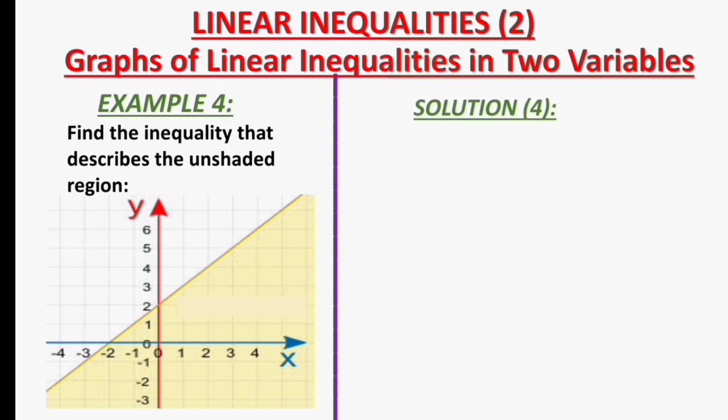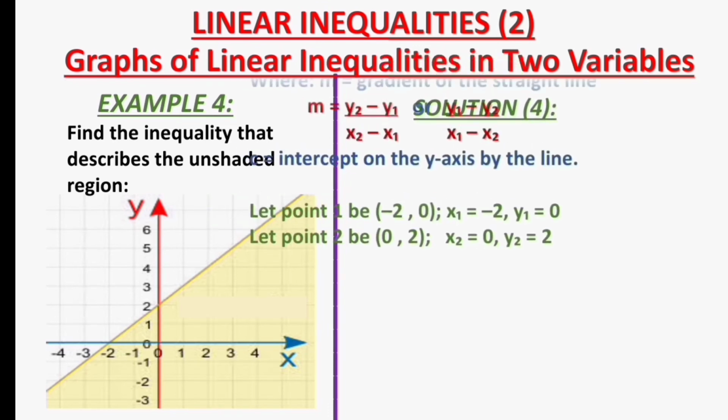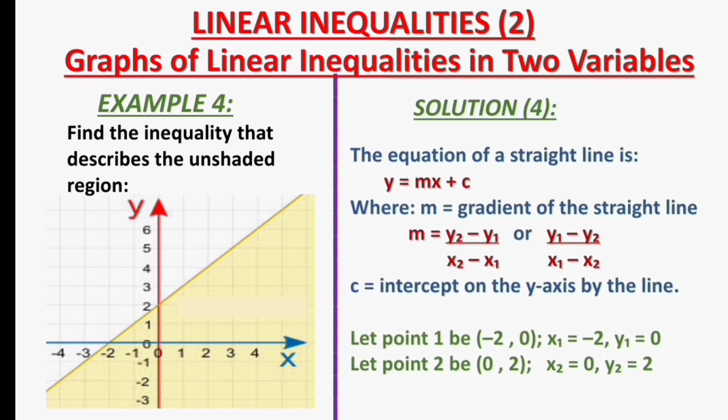Let's see the solution to example 4. Here in the graph, since we have a straight line, let's find the equation of the straight line. The equation of a straight line is y is equal to mx plus c. In this equation, m represents the gradient of the straight line. The formula for the gradient of a straight line is y2 minus y1 over x2 minus x1, or it could be y1 minus y2 over x1 minus x2. Also, c in the straight line equation represents the intercept on the y-axis by the line.